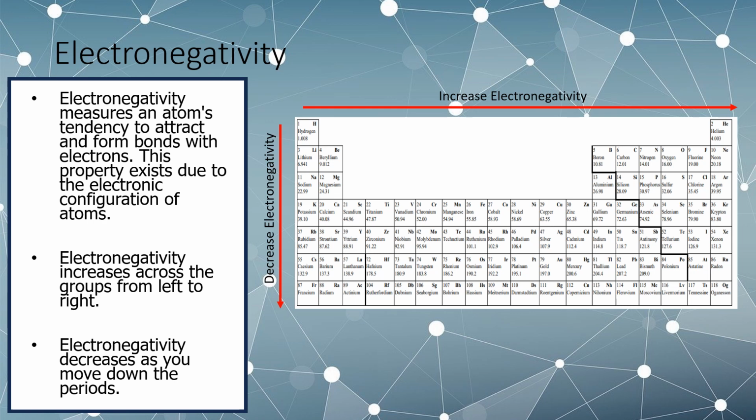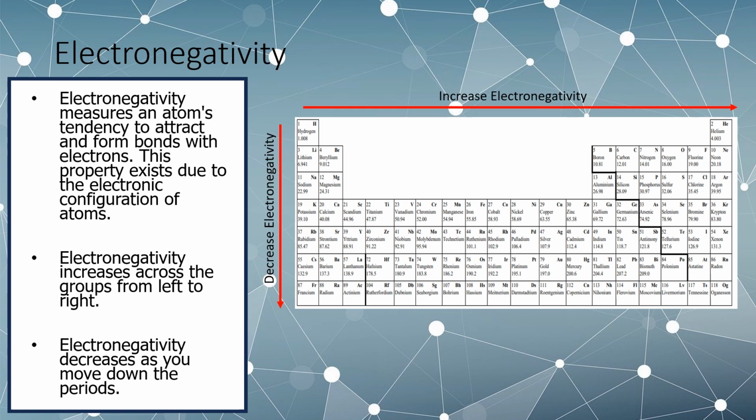Electronegativity measures an atom's tendency to attract and form bonds with electrons. This property exists due to the electronic configuration of atoms, that is, the positive charge of protons and the negative charge of electrons. Now, again, this relates to the size and structure of the atoms, as that is how the periodic table is set up. So, electronegativity increases across the groups from left to right. This is because as we move to the right-hand side of the periodic table, there's more protons. More protons means it's going to be easier to pull in electrons.